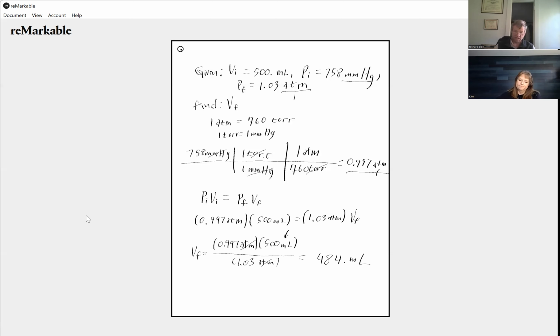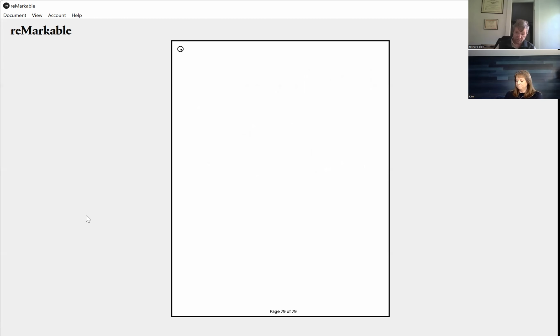Okay. Any questions about that example? Now, Boyle worked with pressure and volume. Along comes Charles. Worked with volume and temperature. Or Chuck's law to his friends. Chuck's law is volume and temperature.